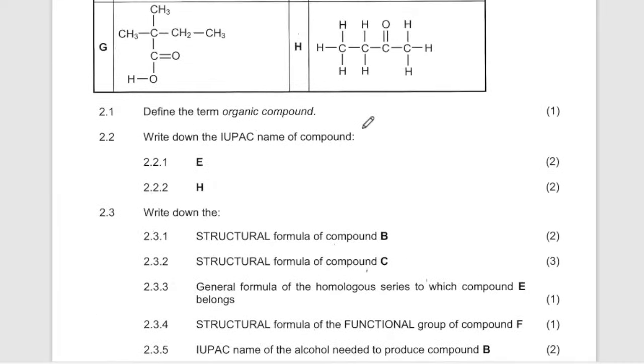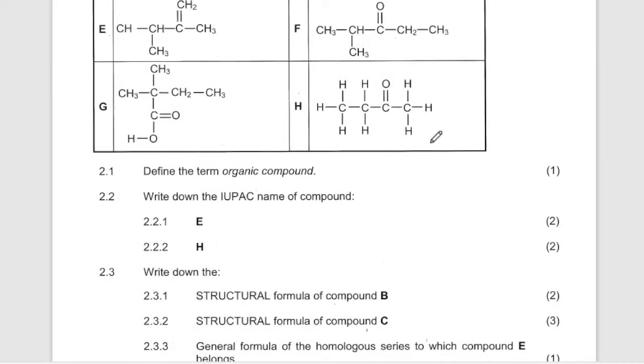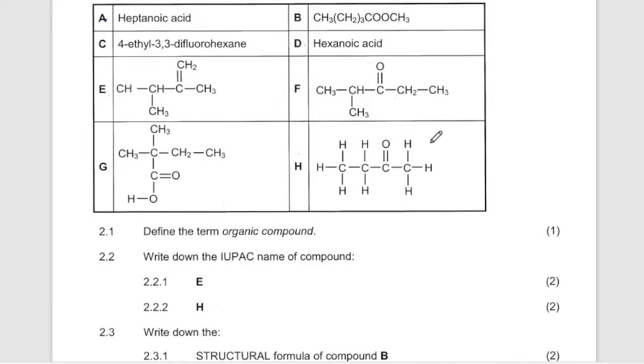Write down the IUPAC name of compound E. So if you look at compound E, what are you going to say here? First, find out the longest chain. Compound E: 1, 2, 3, 4. Because here I have the double bond.